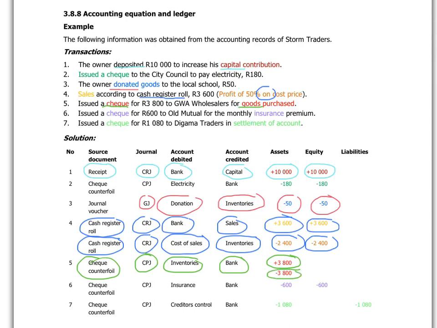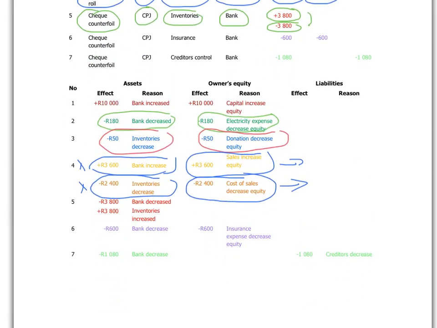So what did we do here? We change one asset, bank, into another asset, inventory. So we change the one asset into another asset. If I record it here, I will show that the bank decreased because we have less money in the bank, and that inventories increase because we bought more inventories.